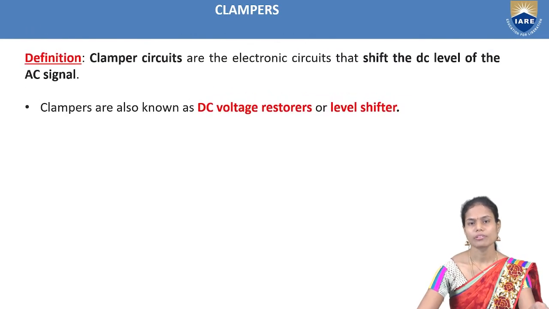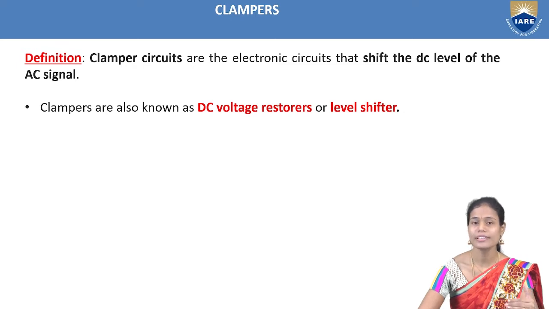First of all, we have to know what is meant by a clamper. A clamper is an electronic circuit which is used to shift or clamp the DC level of the applied AC input waveform. So it is used for clamping the signal. These clampers are also called DC voltage restorers or level shifters.